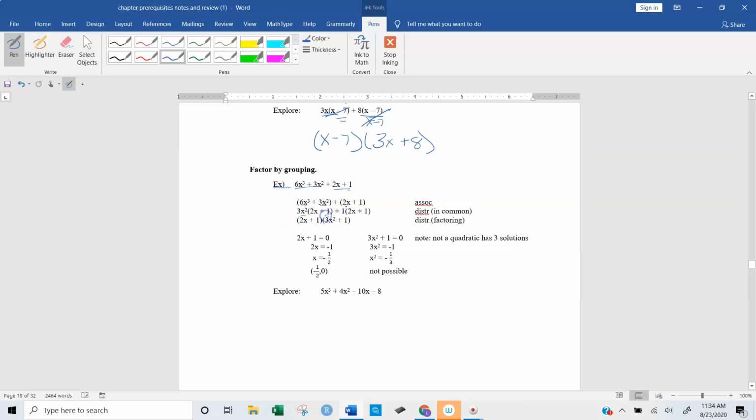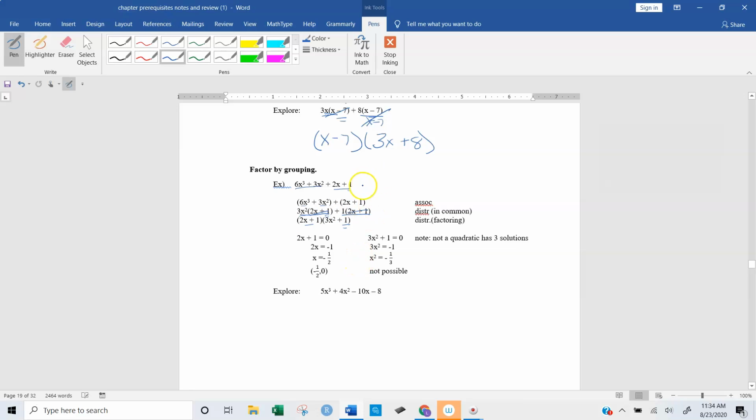Don't forget your 1. Well, the greatest common factor of 2x plus 1 is just 1. So you can either leave this or put the 1 in front. It doesn't matter. Sometimes the 1 helps us not make mistakes. Out of these two, you now have a 2x plus 1. We're going to factor him out, leaving us with 3x squared plus 1. Don't forget these plus 1s.